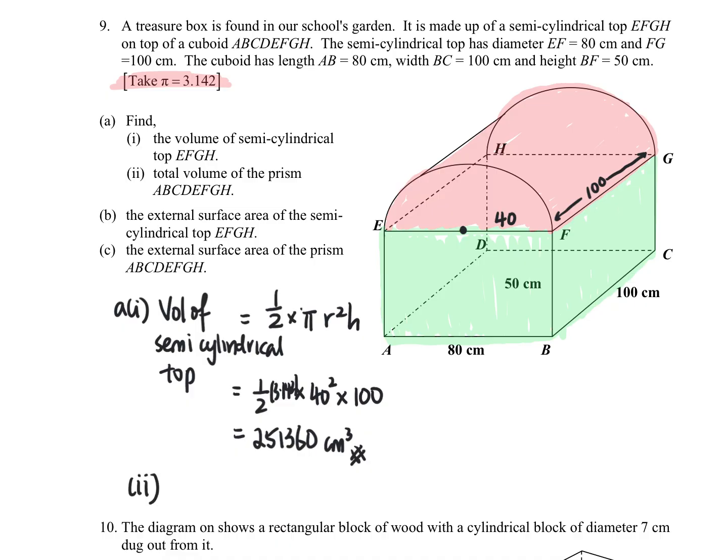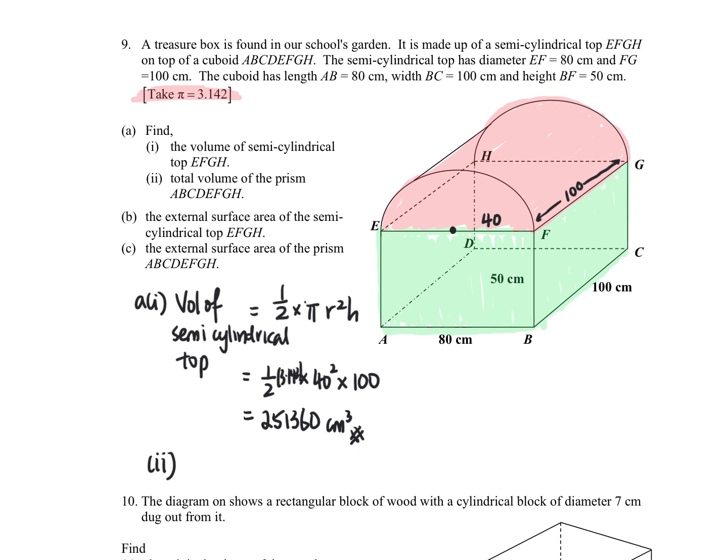A, B, C, D, E, F, G, H. A, B, C, D. Where's D? E, F, G, H. Isn't that the cuboid? Okay, so the prism here is the cuboid. I think they meant the green part. Okay, A, B, C, D, E, F, G, H, the bottom one. So cuboid is length times breadth times height.